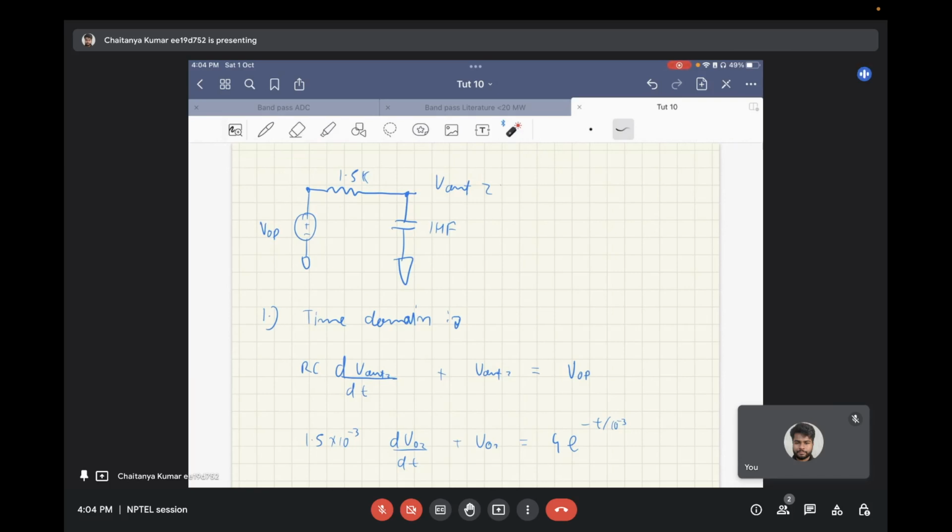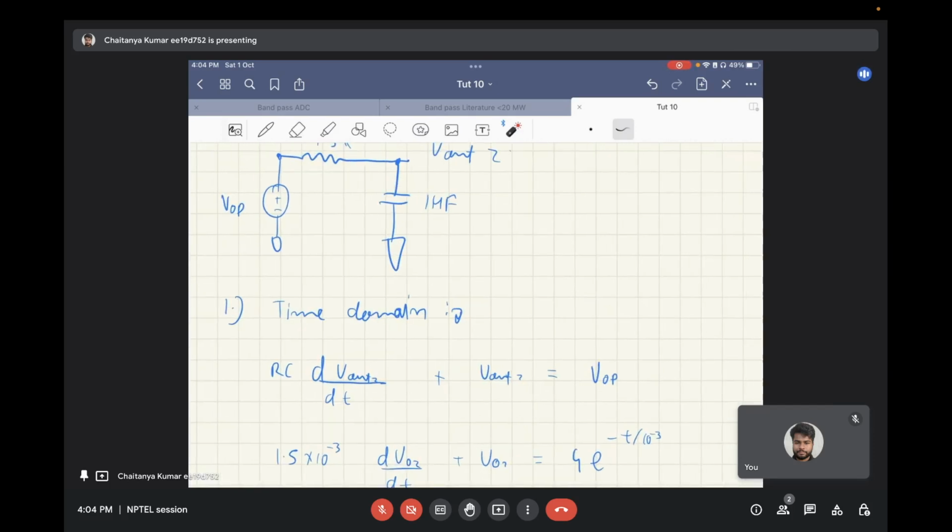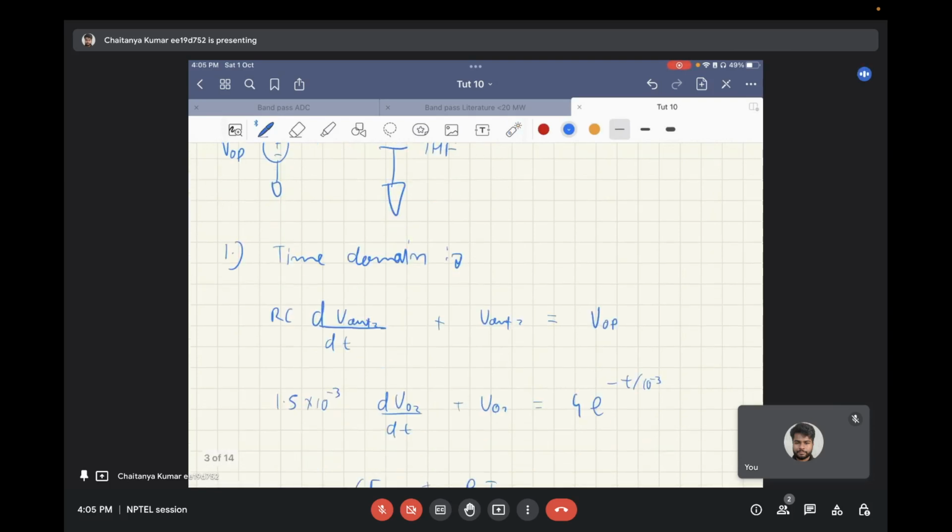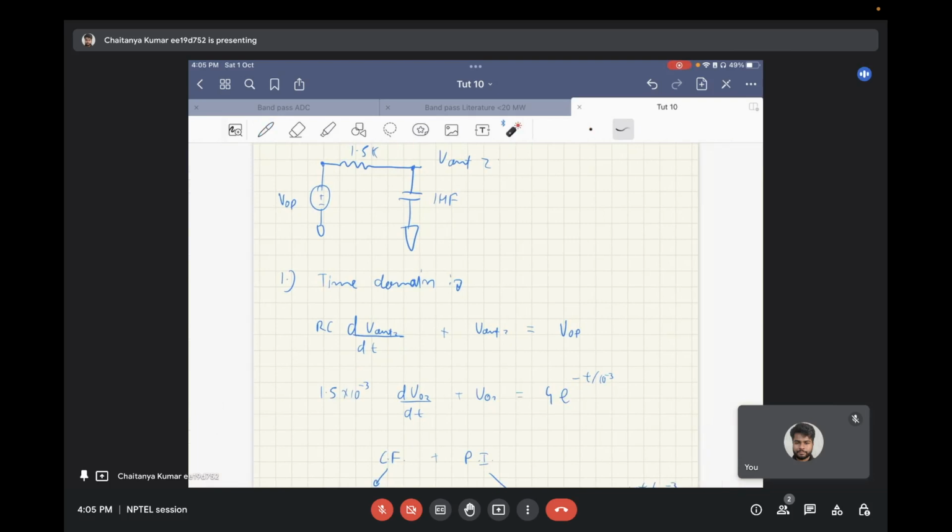It's a first order differential equation with respect to time for V out 2. That is RC into dV out 2 by dt plus V out 2 is equal to VOP. This derivation has been discussed several times before. Now, the RC product for this LPF is 1.5 into 10 to the power 3 into 10 to the power minus 6, that is 1.5 into 10 to the power minus 3. If we substitute over here, this is what we get: 1.5 into 10 to the power minus 3 into dV out 2 by dt plus V out 2 is equal to, now VOP is 4 into e to the power minus t by 10 to the power minus 3.